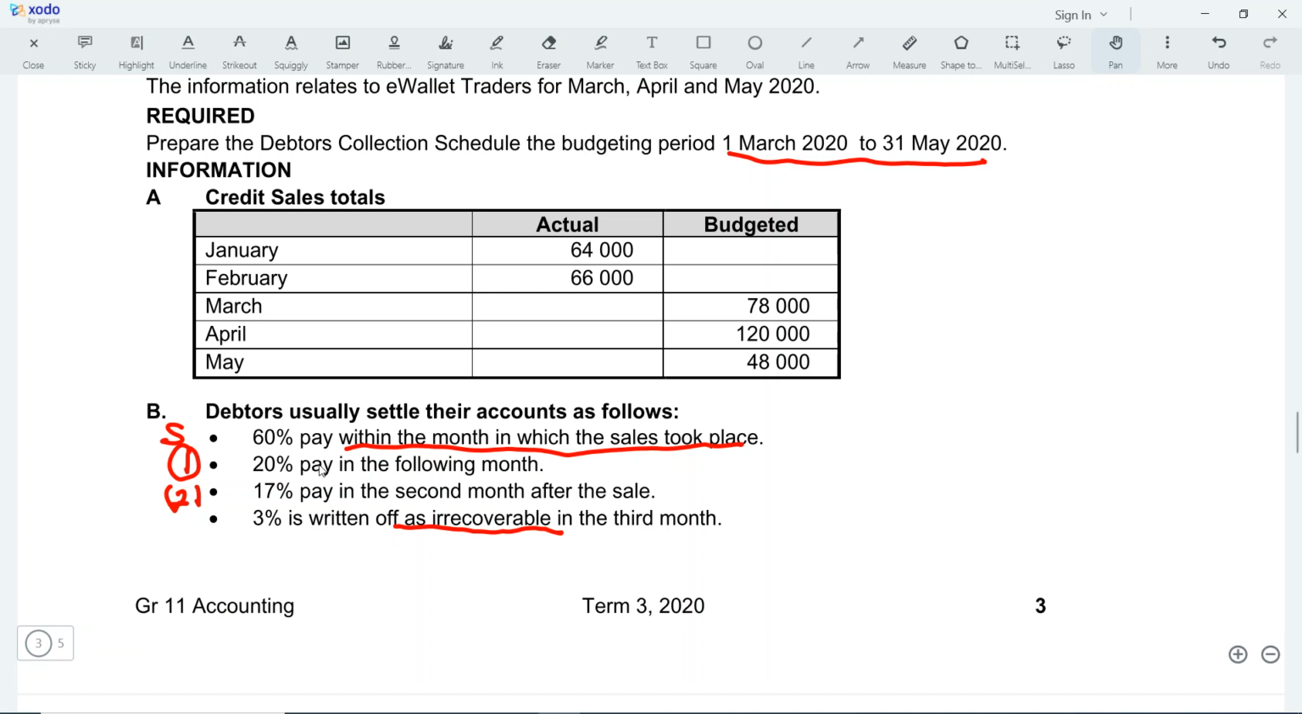Okay, so now let's go and check how our sales are. Now remember, normally we are going to start by checking from the sales that took place in January, because we are working for the period 1 March to 31 May 2020, and we are going to start with the credit sales that are given to us, which started in January. So we're going to check if this will affect our collection for the months of March to 31 May 2020. So let's start with the credit sales from January.